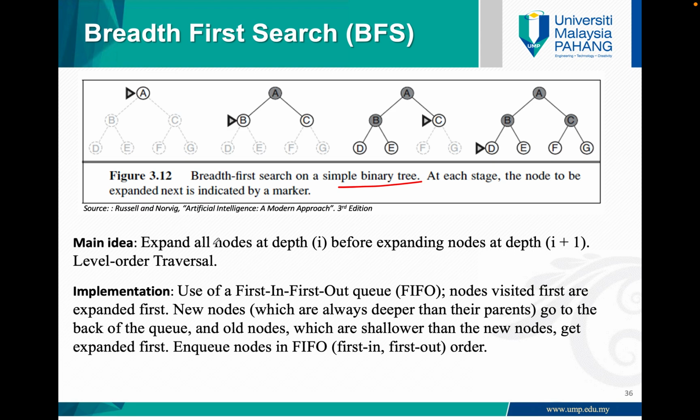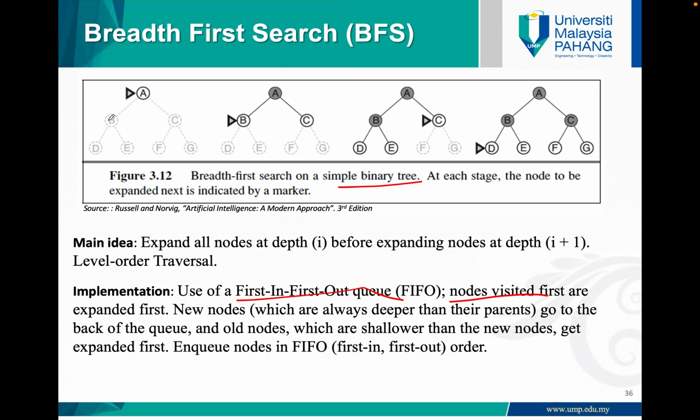Basically for this algorithm, you expand all nodes at depth i before expanding at depth i plus 1 level of the traversal. And that's what we call first in, first out. Nodes visited first are expanded first. The nodes that you visit first are expanded first.